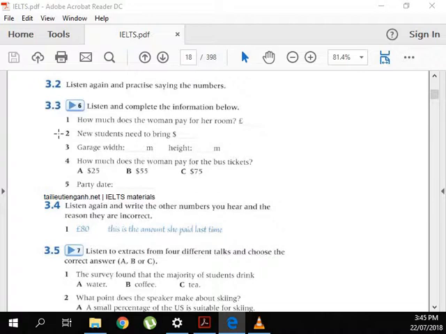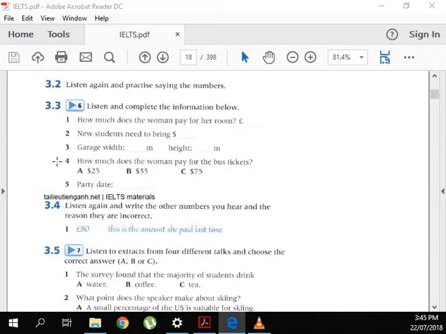Okay, the second one is new student needs to bring how many dollars? Yeah, $15, because they've already paid for the equipment. The new students have not paid for the equipment. That's why they need to bring $15. The width of the garage, yeah, it's 3.5 meters. Okay, and the height, 2.5.